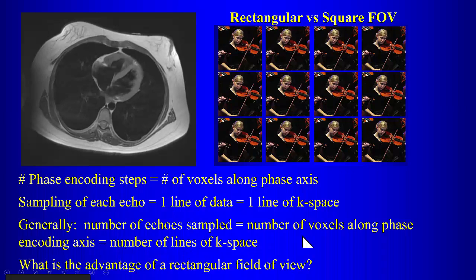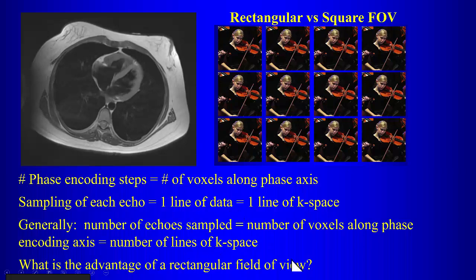Generally, the number of echoes sampled equals the number of voxels along the phase encoding axis. That determines the number of lines of K-space. That determines the length of your imaging sequence. How many echoes do you need? It's usually determined by the number of phase encoding pixels in the phase encoding direction.